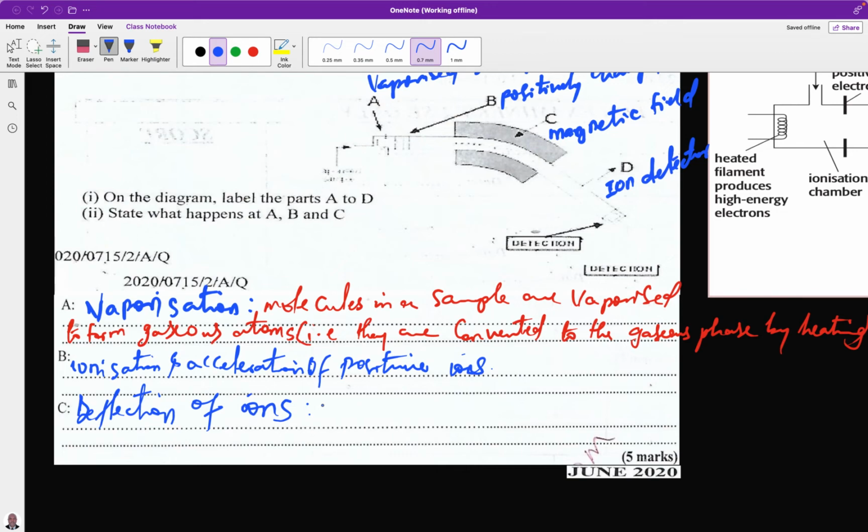Remember, the size and the charge of an ion determine how it is deflected. Ions that have a very high charge but only a small size are deflected most. But ions that have a big size with a small charge are least deflected. So under deflection of ions, you can mention precisely that ions are deflected by the magnetic field, and ions with high charge and small size or small mass are deflected most. That's all.